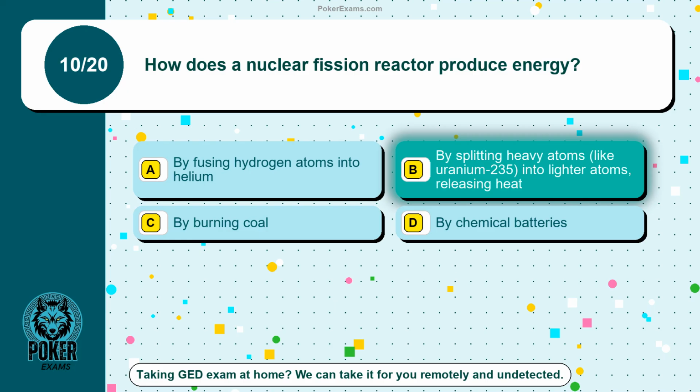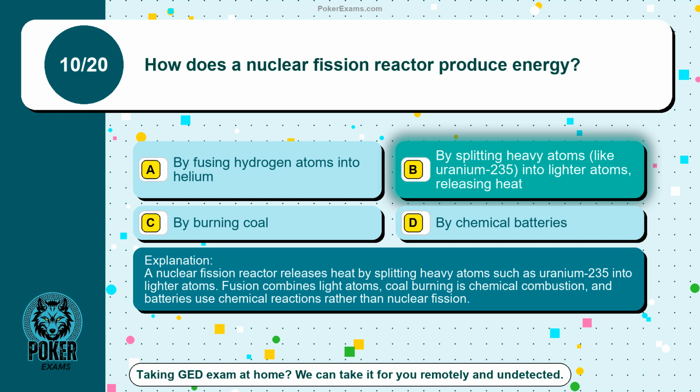The correct answer is option B. By splitting heavy atoms, like uranium-235, into lighter atoms, releasing heat. A nuclear fission reactor releases heat by splitting heavy atoms such as uranium-235 into lighter atoms. Fusion combines light atoms, coal burning is chemical combustion, and batteries use chemical reactions rather than nuclear fission.